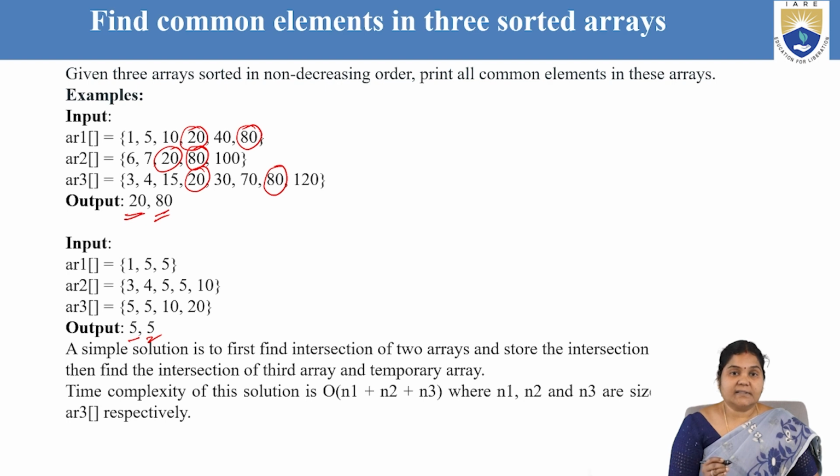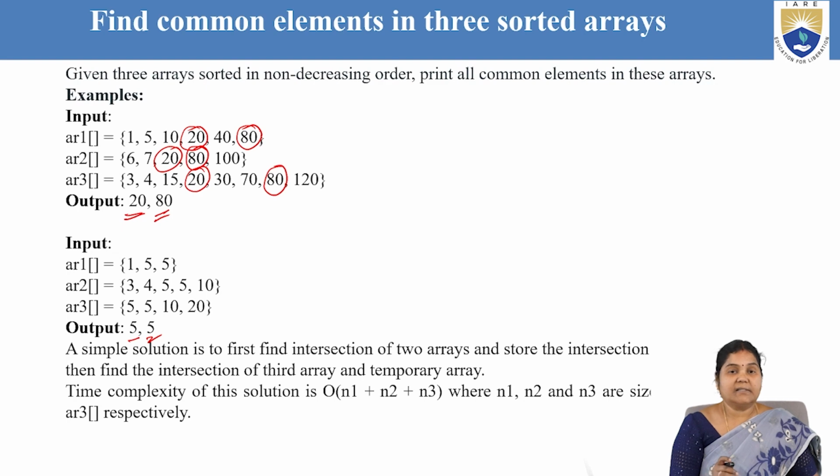And intersection will always give you the common elements. You have to store it into a temporary array. First and second arrays' intersection you have taken, whatever is your result, you store it into a temporary array. And then you take the intersection of the temporary array with the third array. So again you will find the common elements between the temporary array and the third array. So finally the common elements in all these three arrays you can find easily.